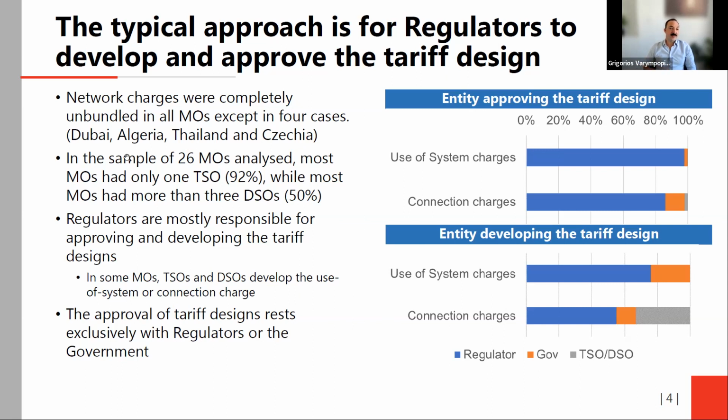And in the sample of 26 MOs analyzed, most MOs had only one TSO, 92% of the countries, while most countries had more than 3 DSOs. So approximately 50% of the countries had more than 3 DSOs.